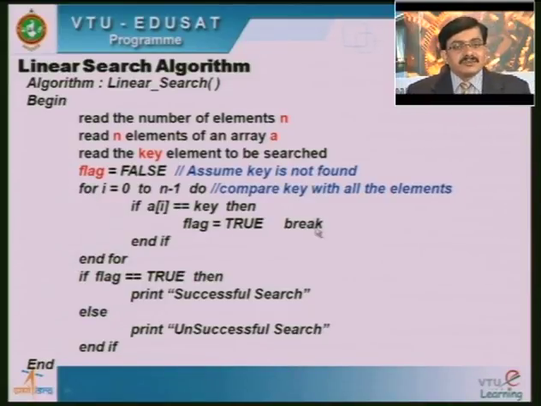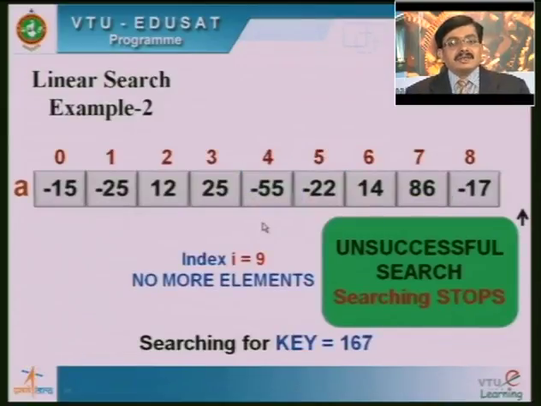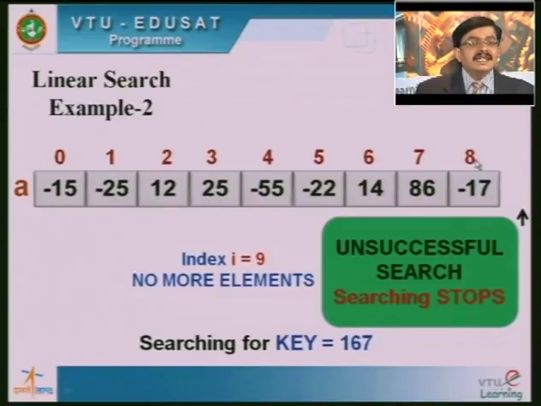So this break is most important here. It will not continue for the next iterations of the loop. It immediately comes out of the loop. When it comes out of the loop, I need not compare the remaining elements with the key element. Say for example, in the previous example here, I have minus 15, minus 25, 12, 25, minus 55 up to minus 17. I have 9 elements here.